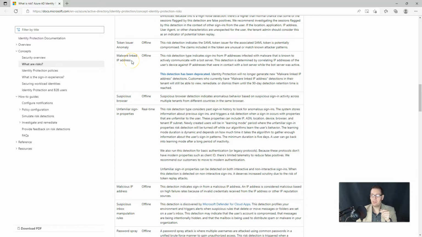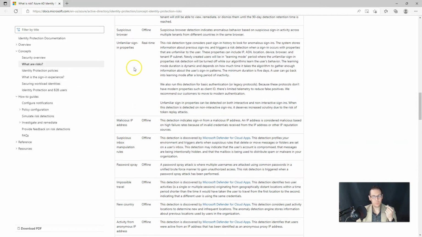Malware linked IP address. This is another one. I'm coming from an IP address and a location that has been linked recently to malware. Now, how does Microsoft know that? Remember, 6.5 trillion signals a day. So they're able to figure out that, okay, we've determined that we've had 8,000 malware hits from this one IP address. All right, that's a high risk. We're going to increase the risk on the user. Again, unfamiliar sign-in locations. I'm coming in from a location that is not normal for me.